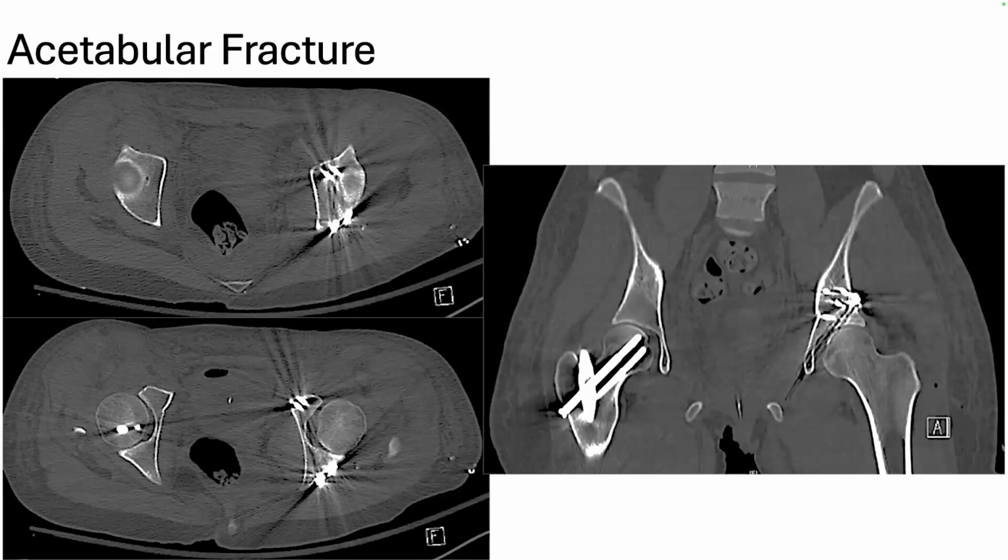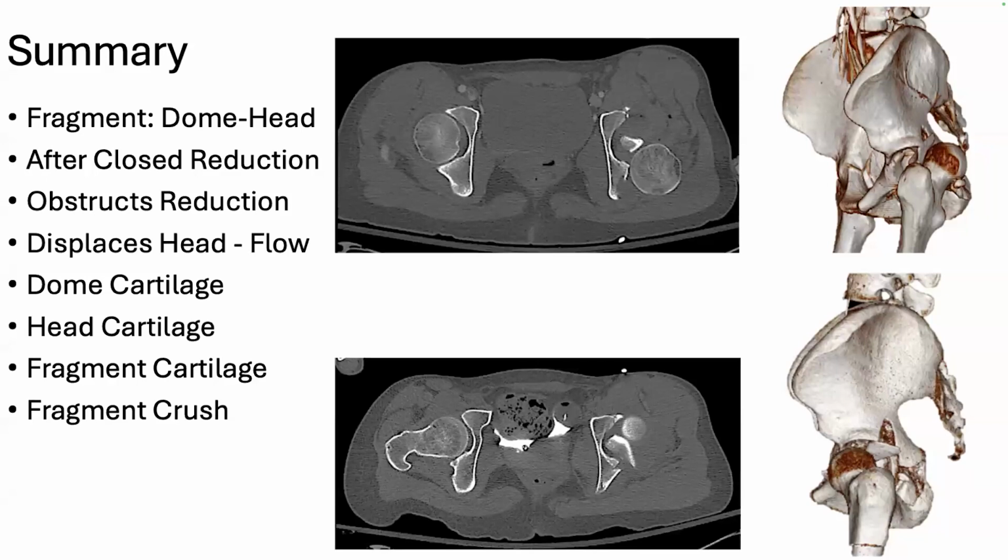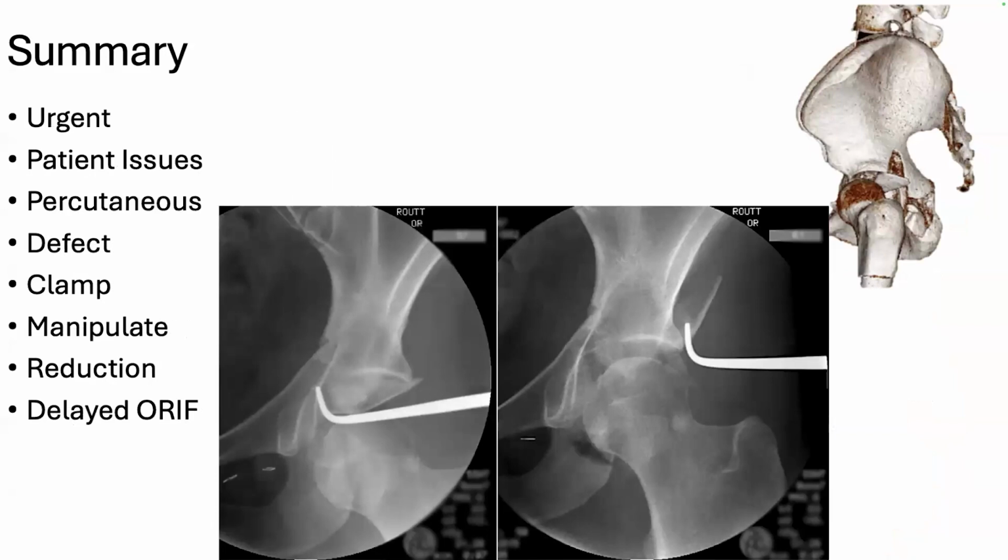Okay. So again, not an uncommon problem. We see fragments of the posterior wall getting brought into the joint all the time. But again, this is a great solution for a big fragment, not a small fragment.